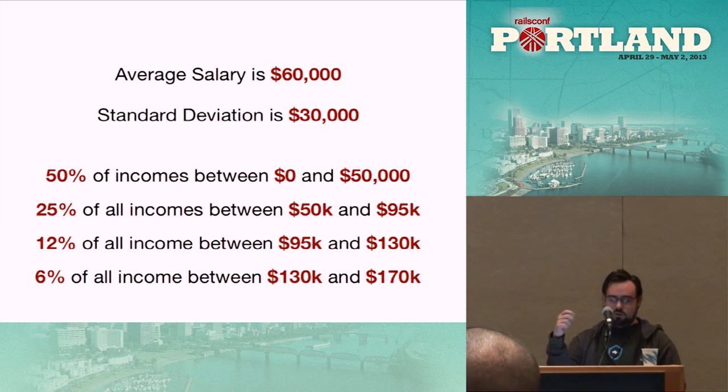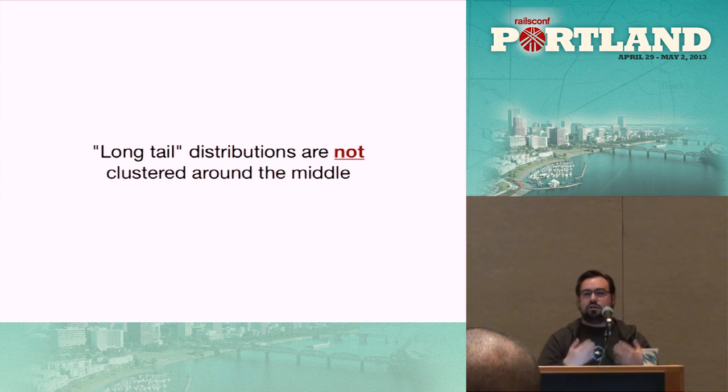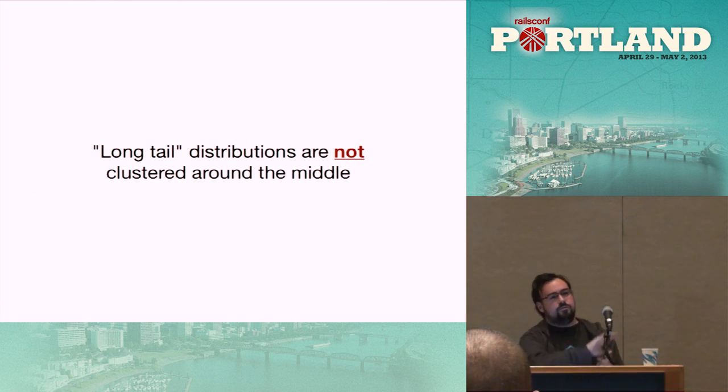Of course, as you can see, as I'm going from 50 to 25 to 12 to 6, the amount that we're increasing by has stayed roughly the same as we go in half. And basically what that ends up meaning is that long-tail distributions are not clustered around the middle. So the people making $1 million are what you would think of as massive outliers, but they're actually not, because the distribution doesn't look like what you were taught in school is the distribution.